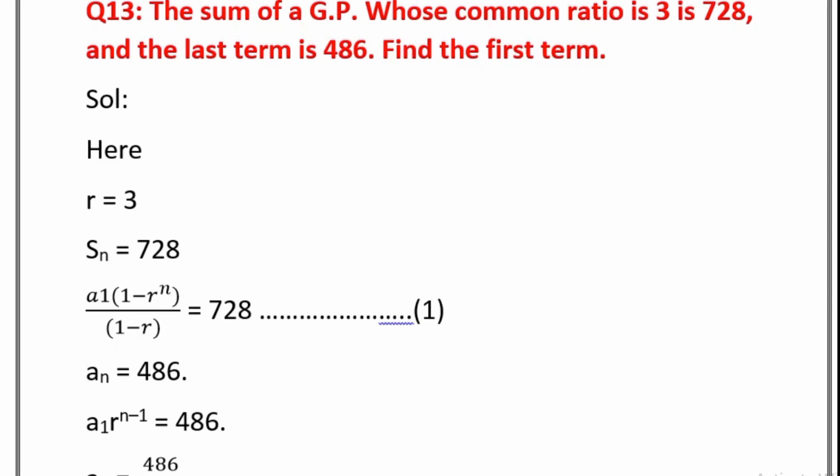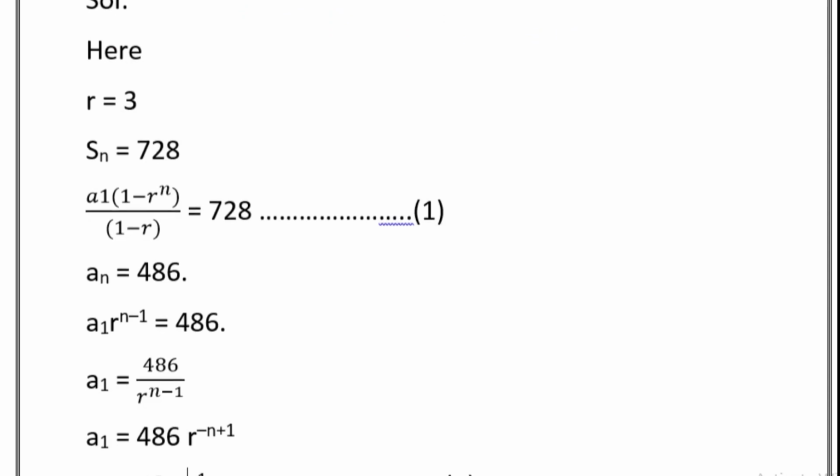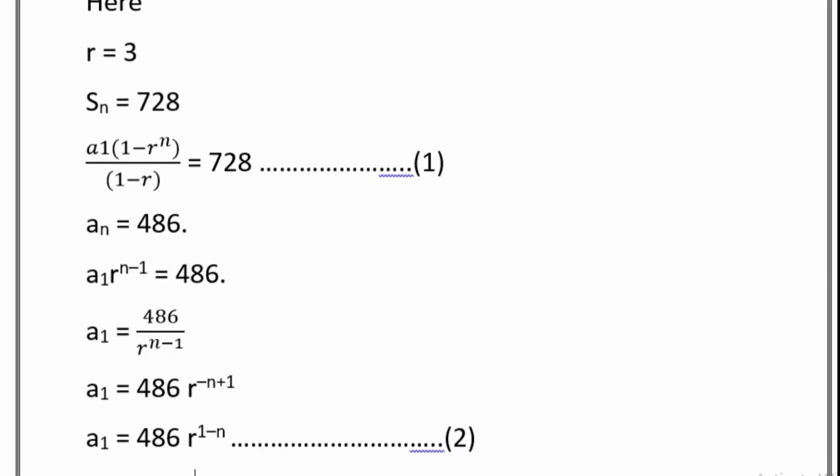Dividing both sides by r power n minus 1, a1 is equal to 486 divided by r power n minus 1. Take r power n minus 1 into the numerator, so the power will be negative: minus n plus 1. So arranging the power again, a1 is equal to 486 r power 1 minus n, that is equation number 2.